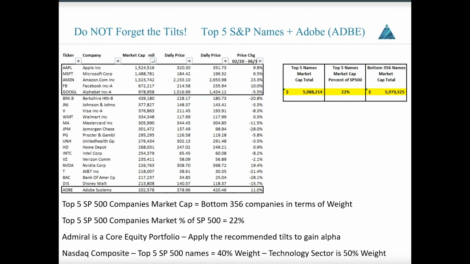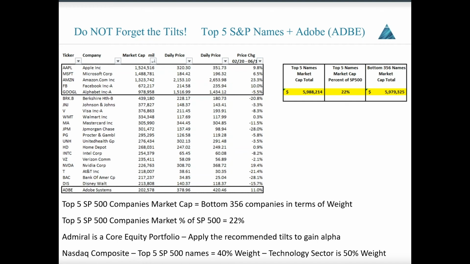I see us potentially adding a couple tilts, but these tilts are solid. They're also the same exact tilts that are bringing the Nasdaq Composite to new highs every day. I'm sure everyone has noticed that. Again, the Admiral portfolio itself is a core equity portfolio. You apply these recommended tilts to basically gain alpha, okay?